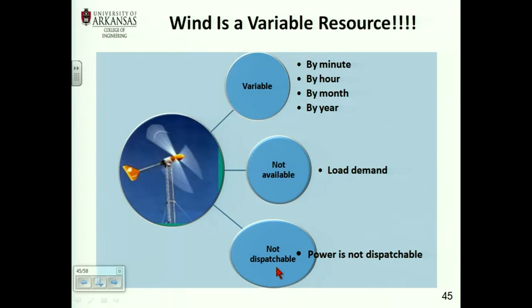Also, it's not dispatchable. What does dispatchable mean? Well, you are part of a market. If you are selling power and you say, I'm going to sell you 100 megawatts from 10 a.m. to 2 p.m., and you put that into the market, there is a 1 day ahead, there is a 1 hour ahead, and there are 15 minutes ahead.